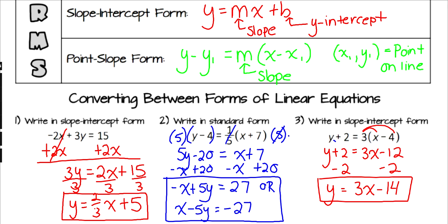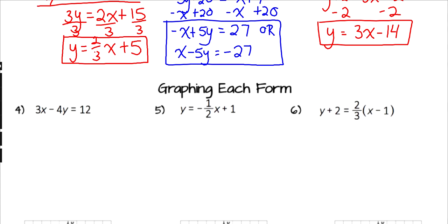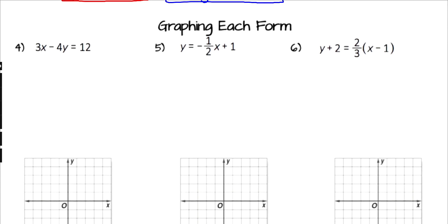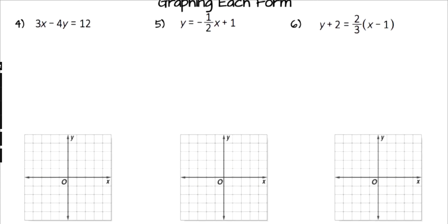So we've converted some things, and now we're going to start graphing from each form. When we are graphing each form, we're going to do it a little bit differently depending on the form we're given. So we talked about this first example is in standard form. We talked up above about how standard form allows us to find the x and y intercept easily. So we are going to do that here.